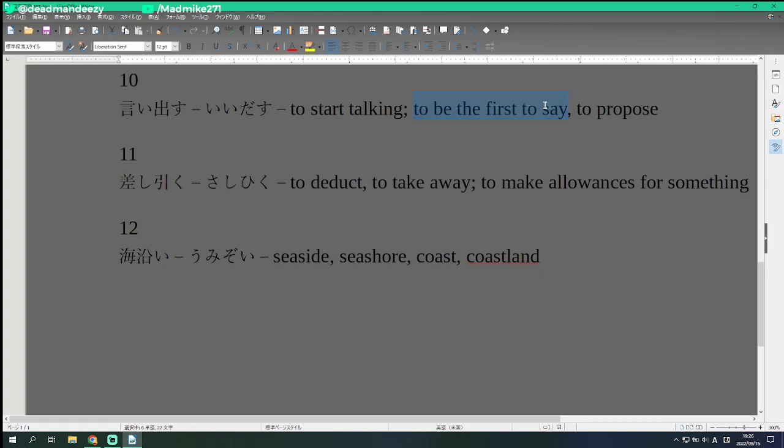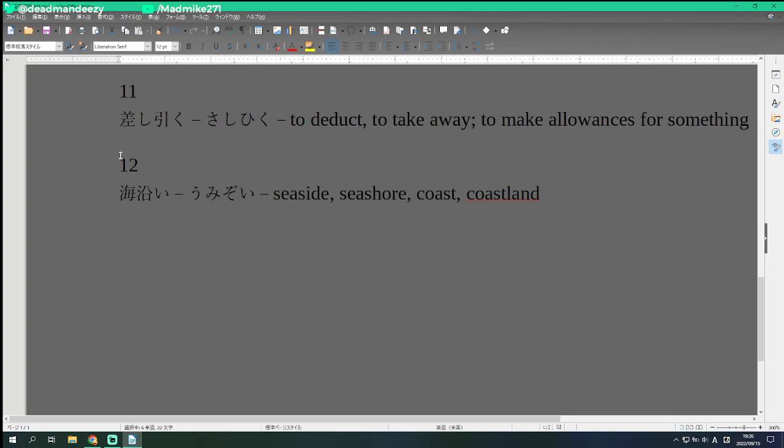Number 11 is sashi hiku. Sashi on the left side means a lot of things: to point out, to differentiate, to shine. And hiku on the right side is to pull out or to take from. So sashi hiku is to deduct or to take away from something. It can also mean to make allowances for something. You're shining a light on it and pointing it out as something that needs to be taken allowance for, and hiku as in you've taken it into consideration, kind of. Sashi hiku is to make allowance for something or to deduct from.